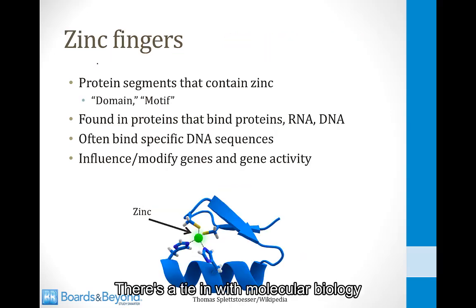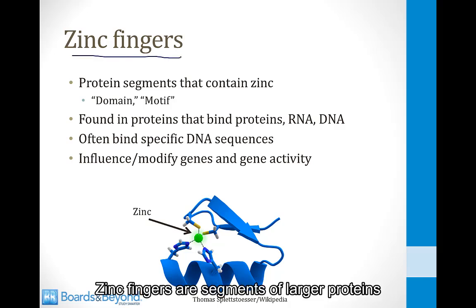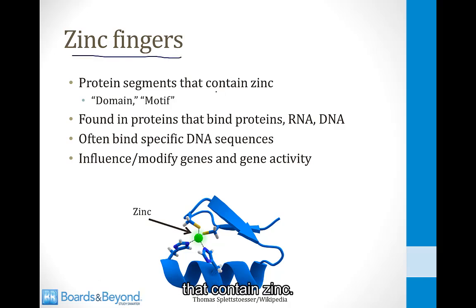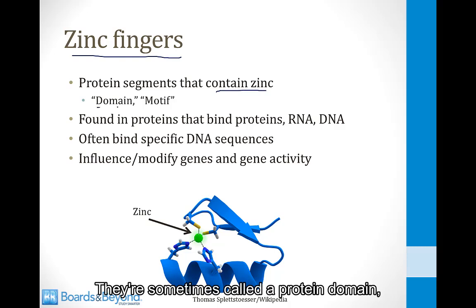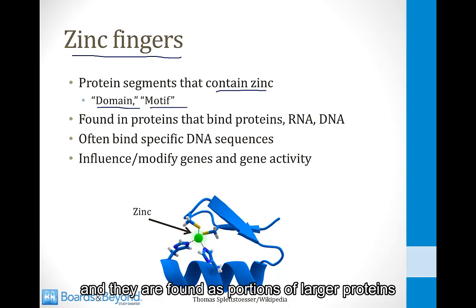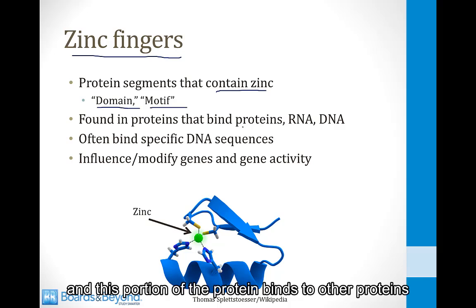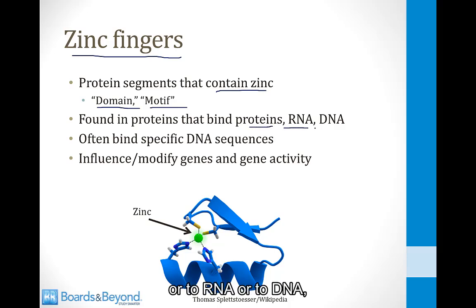There is a tie-in with molecular biology that has to do with zinc that they like to ask you about in Step 1. This has to do with zinc fingers. Zinc fingers are segments of larger proteins that contain zinc. They're sometimes called a protein domain or a protein motif, and they are found as portions of larger proteins, and this portion of the protein binds to other proteins or to RNA or to DNA.